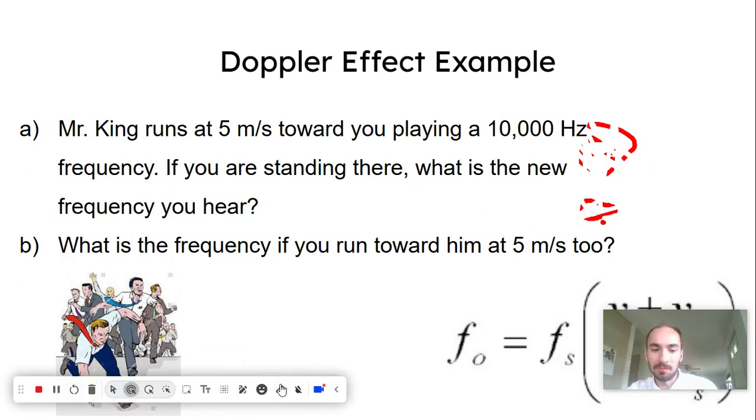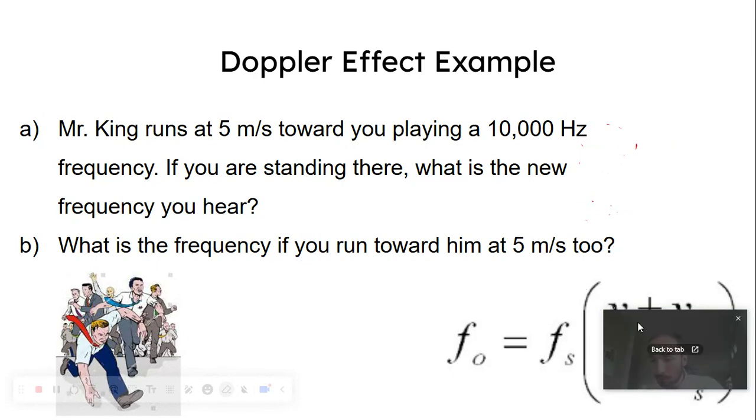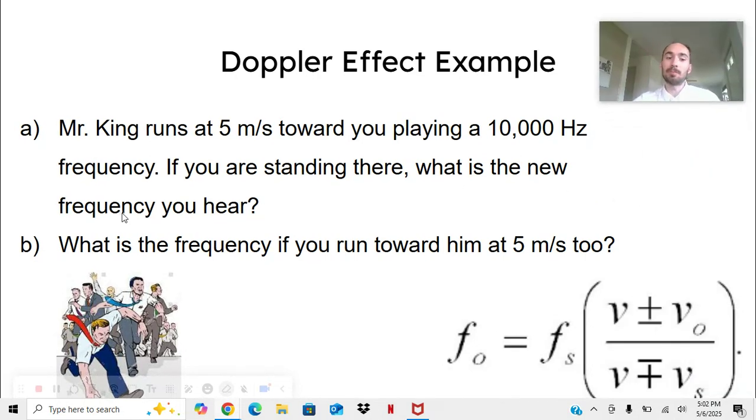Here's my example problem. If Mr. King is running at you at 5 meters per second, and I'm playing a frequency on my phone with 10,000 hertz. If you were just standing there, what is the new frequency that you hear? Or your observed frequency? And then my follow-up question for you, what is the frequency if you run toward me at 5 meters per second too? So we will both be running in part B. Okay, so I'm going to have you pause the video now. Can you try and plug in what you know?